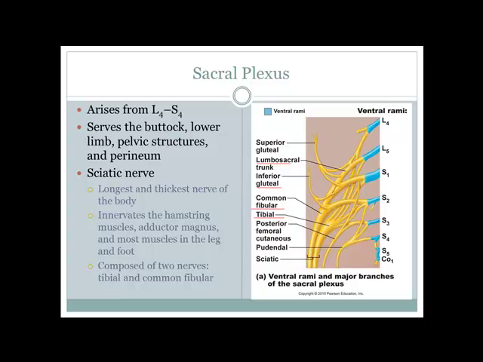Okay, next one is your sacral plexus. It's going to be L4 through S4. And coming off of this is going to be the sciatic nerve. It's going to be the largest, longest, thickest nerve in the body. It's going to innervate your hamstrings, your adductors, and most of the muscles in your leg and foot. So here it is right here. It's going to be composed of your common fibular and your tibial nerves.